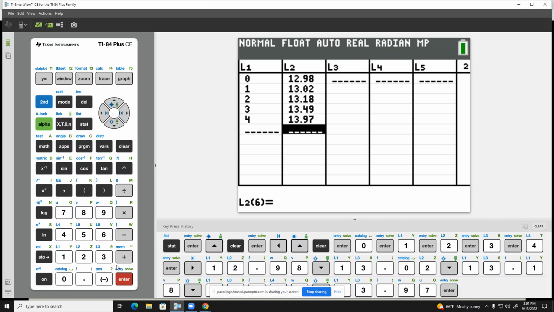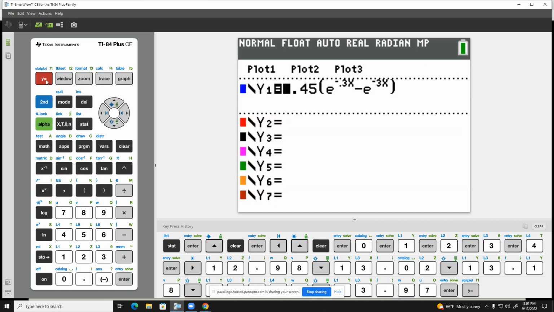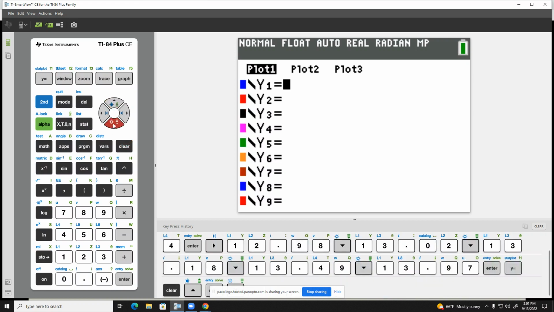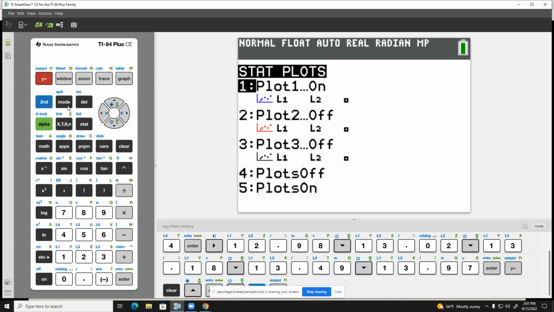So I want to see these on the coordinate plane. So I'm going to go into my y equals. I'm going to clear out whatever I have in there from before. And I'm going to make sure that my first plot is turned on. So I'm going to arrow up and hit enter to turn that plot on. Now, we've already set up our plots here in class, but if you need to set up your plot, you can hit second y equals for stat plot.